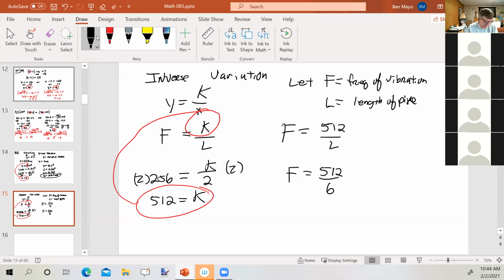Let's try that again. 512 divided by 6. Now, on my calculator, I get 85.33333. And as several of you have determined, if you round off an answer in WebAssign, it's going to be wrong. What is 0.3 repeating? How would you write 85.3 repeating as a mixed number, let's say?